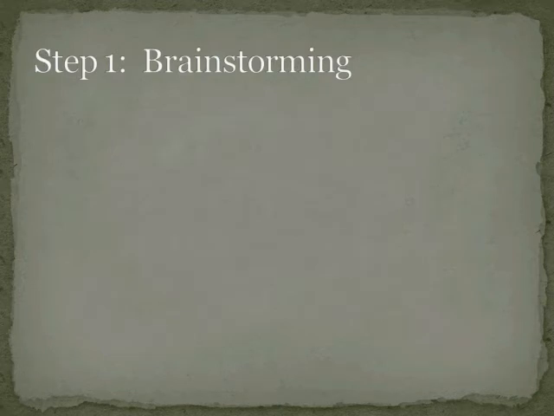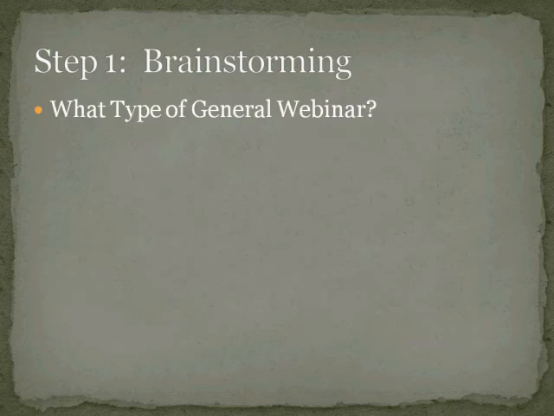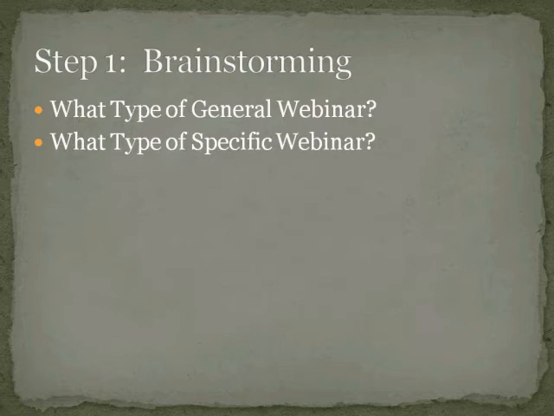The first step is brainstorming. You need to think about what type of general webinar you're going to have. Are you going to have a live webinar? Are you going to have a non-live webinar? Live meaning interactive, non-live meaning non-interactive, or a question and answer type general webinar. Then you want to think from that point, okay, let's say that I do want to have a live webinar, then what is the specific type of webinar that you're going to have? What is the specific type of goal that the webinar is going to achieve?